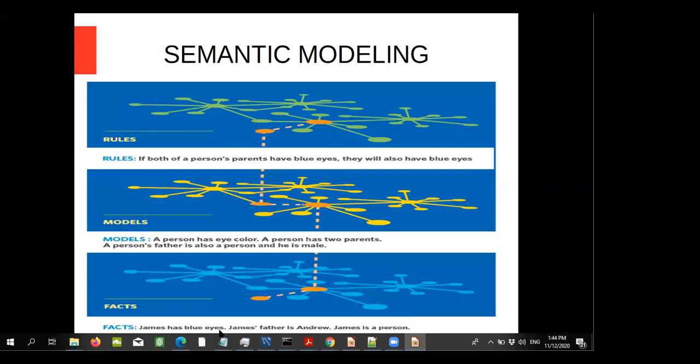James has blue eyes. That's what we have observed. That's the data. James' father is Andrew, and James is a person. These rules can be applied on a person to prove that James' parents who have blue eyes are actually James' parents. So semantic modeling is the same way we think of the real world as human beings.